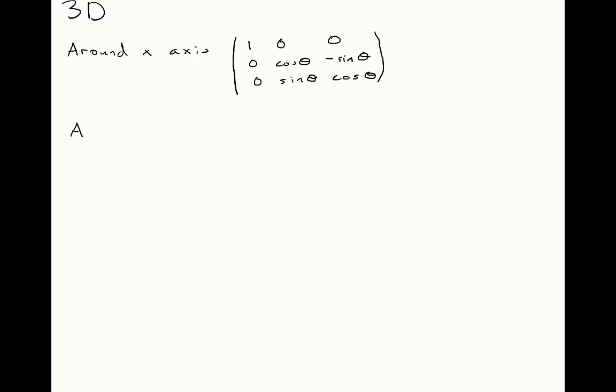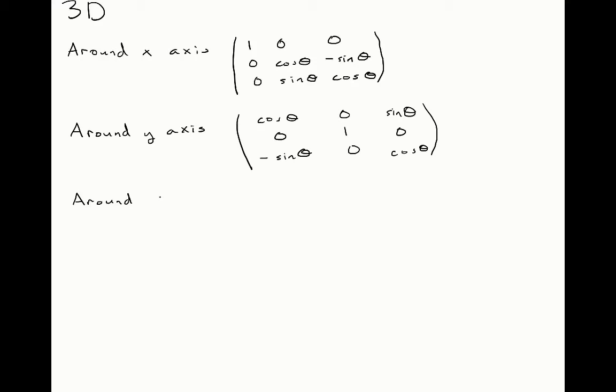In 3D, we have a different rotation matrix depending on what our axis of rotation is. So if we're rotating around the x-axis, you always want to be careful that you put your negative signs in the right place. That's an easy thing to mix up. Alright, if you're going around the y-axis, and then there's one for going around the z-axis.